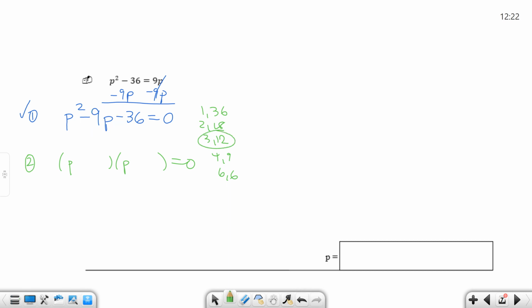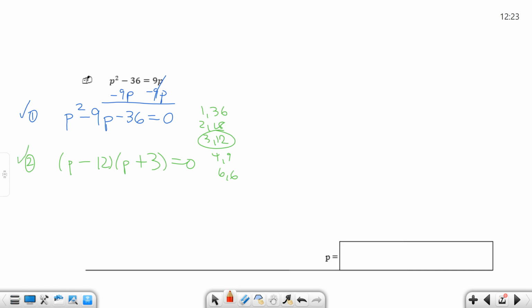Well, 12 and 3, right? So 12 minus 3 is 9. The signs are different. Bigger number gets a negative. So 12 is negative, 3 is positive. Step 2, factoring, now done.